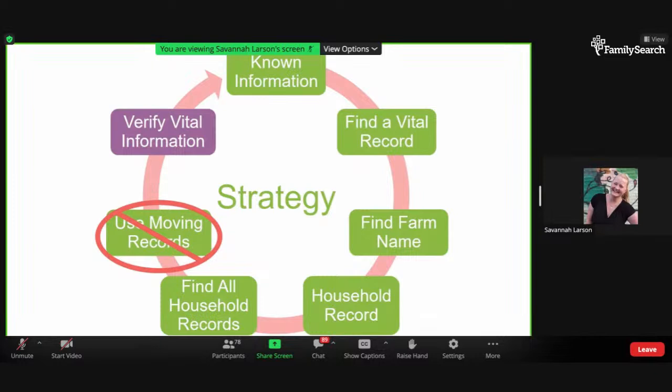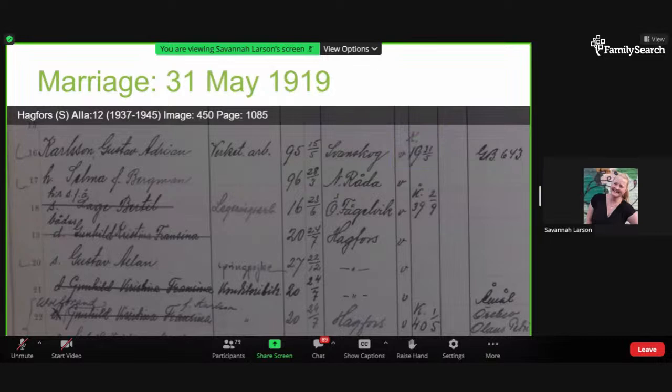So we've got all of these household records. We have so much data that we just found and compiled. And now it'll be time to sift through and verify all of the vital information that we've now found. So for example, we saw that their marriage date was in 1919 on this household record. And we also saw that their first daughter was Gunhild Christina Francina, and she was born in Hagfors.